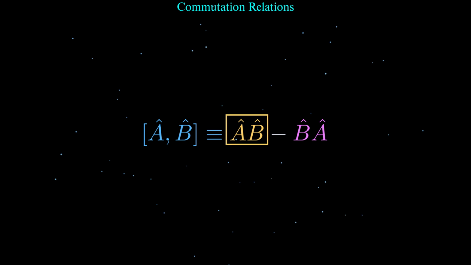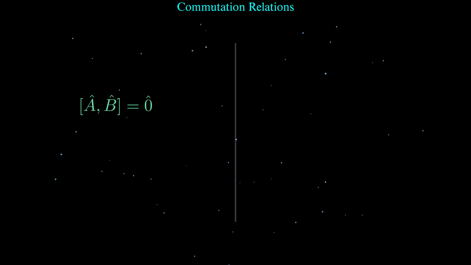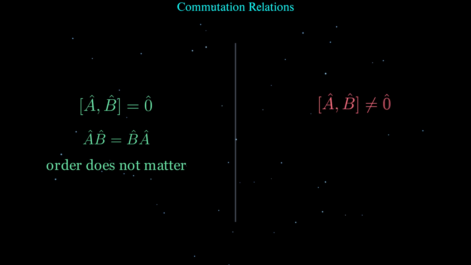And this definition is not random. It's literally measuring the difference between doing the operators in one order versus doing them in the opposite order. So if the commutator between A and B is equal to 0, then the difference between AB and BA would be equal to 0, which would mean that AB is equal to BA. So the operators commute and the order does not matter. But if the commutator of A and B is not equal to 0, then that would mean AB does not equal BA. So the order does matter here. Applying A then B does not give the same result as applying B then A.